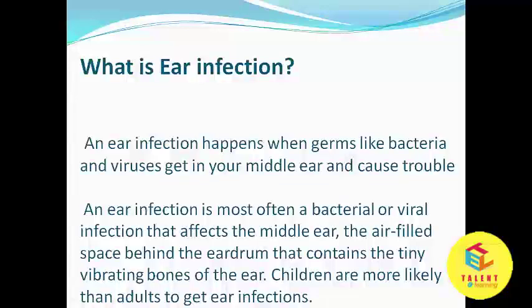What is an ear infection? An ear infection happens when germs like bacteria and viruses get in your middle ear and cause trouble. An ear infection is most often a bacterial or viral infection that affects the middle ear, the air-filled space behind the eardrum that contains the tiny vibrating bones of the ear. Children are more likely than adults to get ear infections.